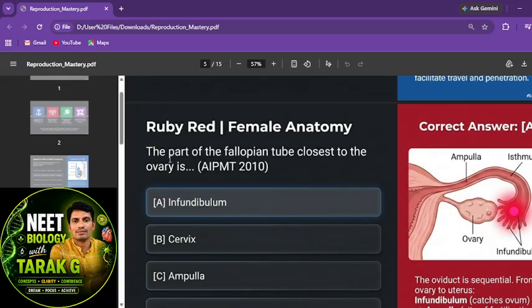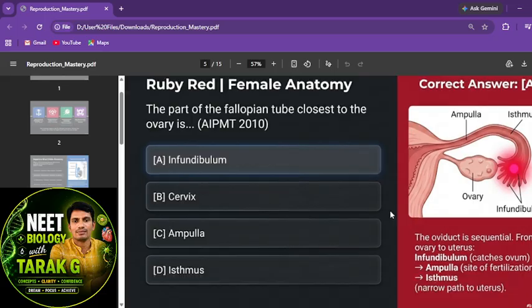Such a very easy question. But which is the closest to the ovary? You should write infundibulum. The oviduct is sequential from the ovary to the uterus. The first one is the infundibulum, which catches the ovum by its finger-like fimbriae, then the isthmus and the ampulla.